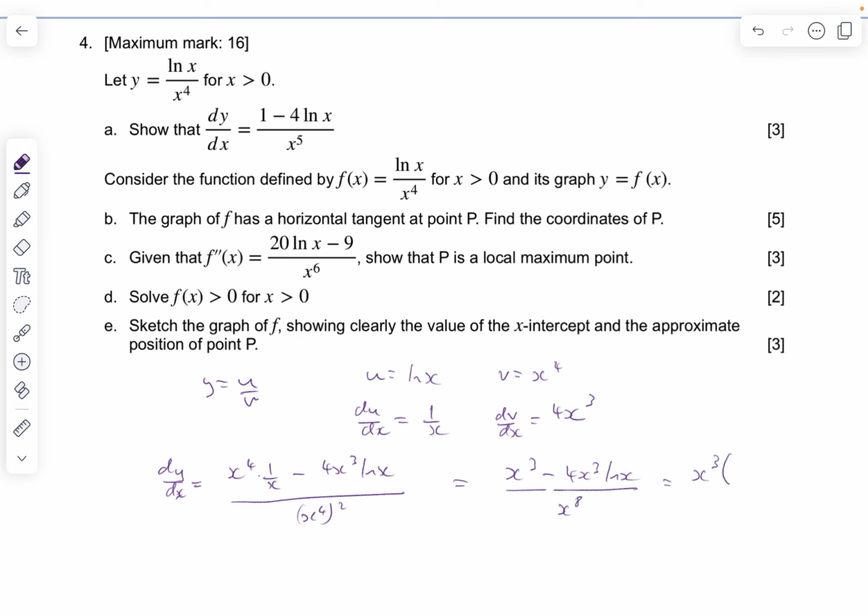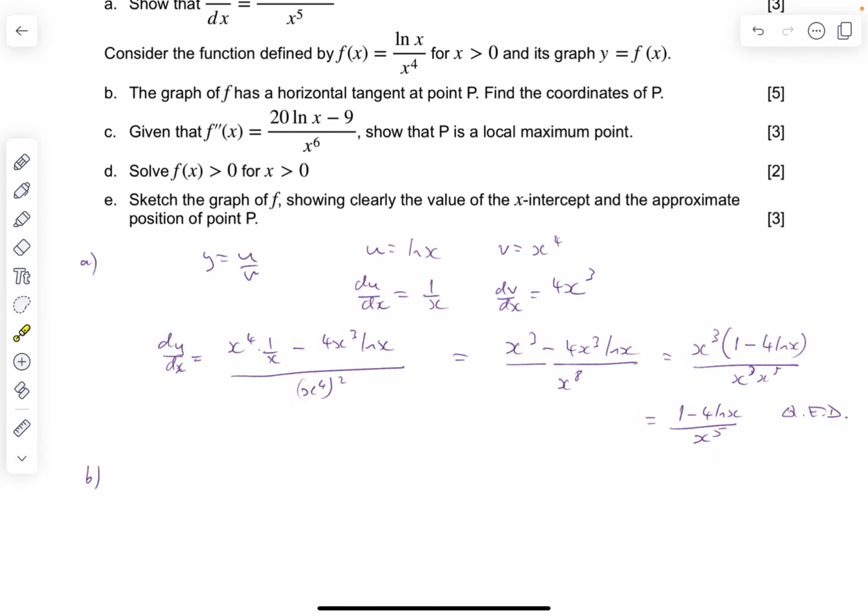Factorize out an x cubed before we cancel it with the denominator. That's an x cubed times x to the power 5. The x cubes cancel, which gives us 1 subtract 4 log x over x to the power 5. Quod erat demonstrandum. That's part A done. Part B.